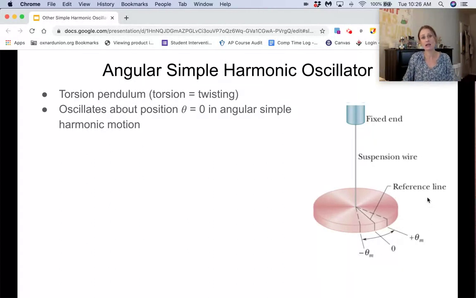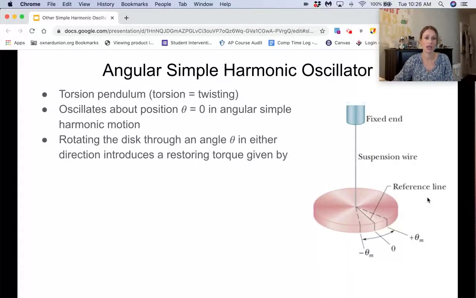This oscillates about the position theta equal to 0, which is our equilibrium position, in angular simple harmonic motion. Rotating the disc through the angle theta in either direction introduces a restoring torque. Just like the restoring force we had with the mass on the spring, this is a restoring torque, because now this is angular motion. Our restoring torque is given by torque equals negative kappa. This is another Greek letter.